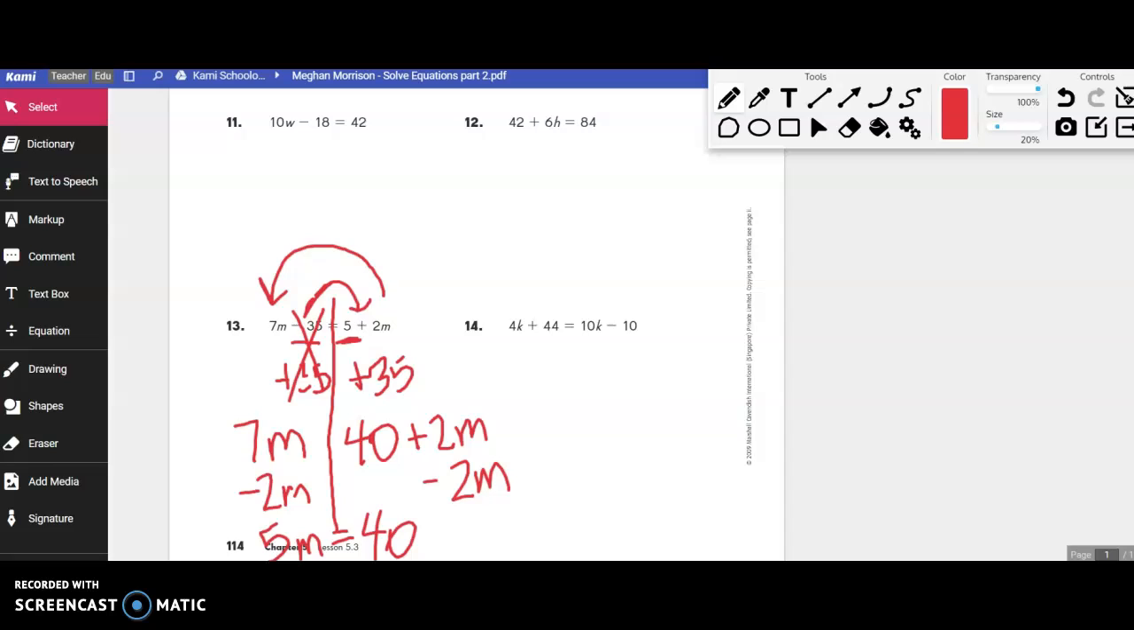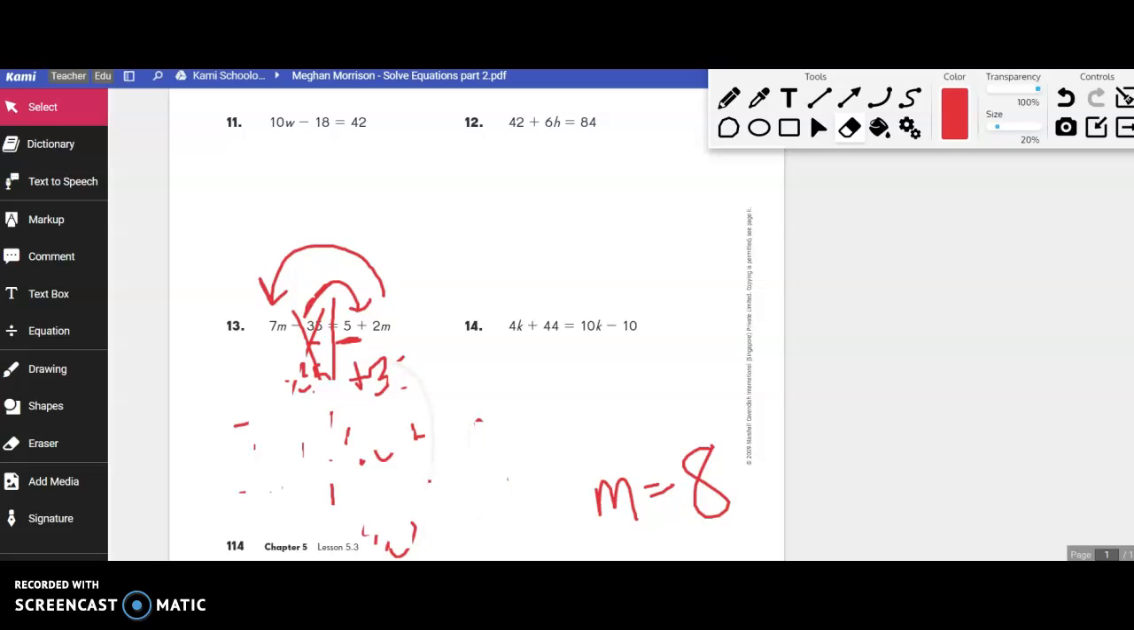Well, now it's a lot simpler to guess and check, or to use what I know about multiplying. 5 times something equals 40. Well, count by 5s. How many 5s does it take? It takes 8 5s. So I know that m equals 8. Now, I always want to check and make sure I did my math right. So let's try 8 and see if it works.